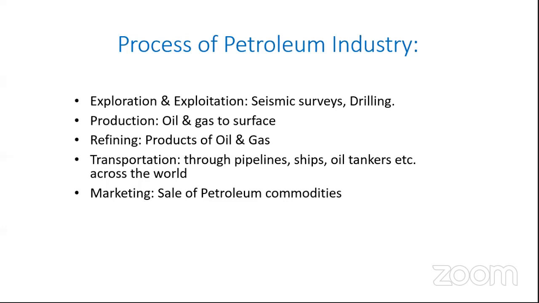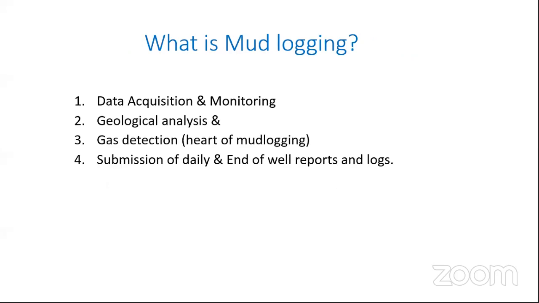Next is the production of the oil and gas. Then after that, it is transported to the refineries, or sometimes as crude it is exported, and then the sales and so on. And then it finally goes to your gas stations or petrol pumps or the LPGs and so on. So this is a little brief just to begin with. Then, what is mudlogging? I think most of us know it already, but since we are talking about the advanced applications, we need to know a little bit of the basics of mudlogging.